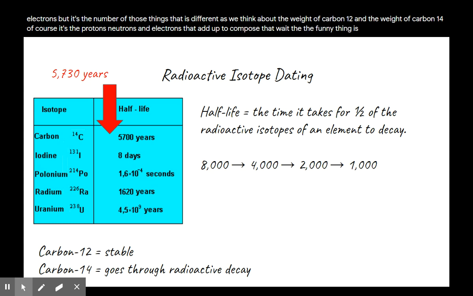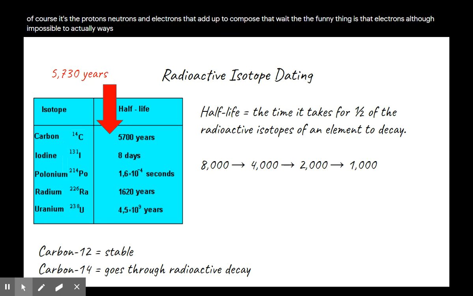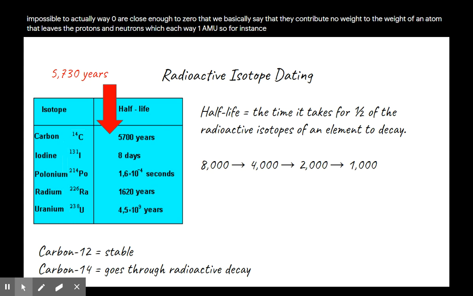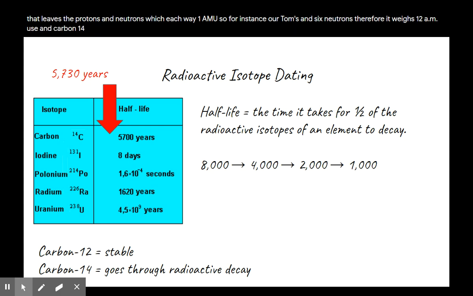The funny thing is that electrons, although impossible to actually weigh zero, are close enough to zero that we basically say that they contribute no weight to the weight of an atom. That leaves the protons and neutrons, which each weigh 1 AMU. So for instance, carbon-12 has 6 protons and 6 neutrons, therefore it weighs 12 AMUs, and carbon-14 also has 6 protons, but instead has 8 neutrons, and thus it weighs 14 AMUs.